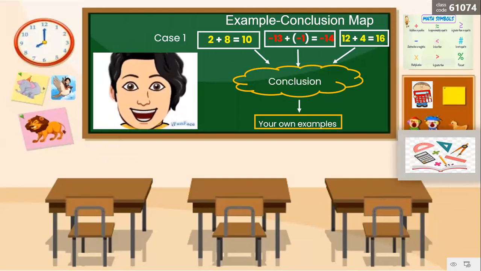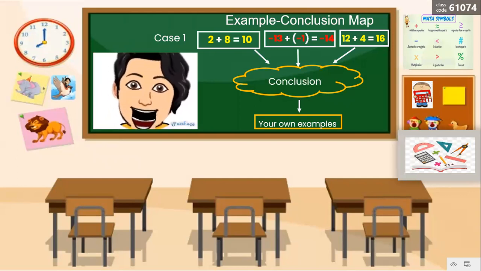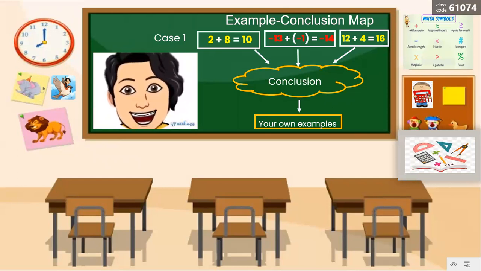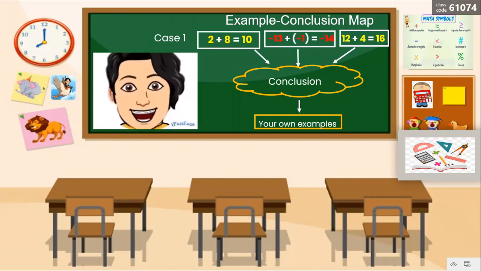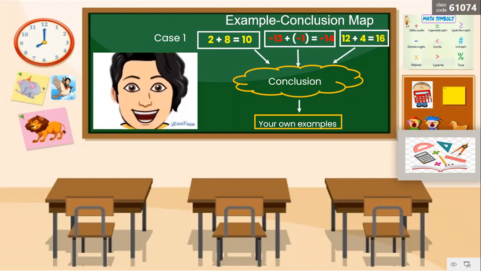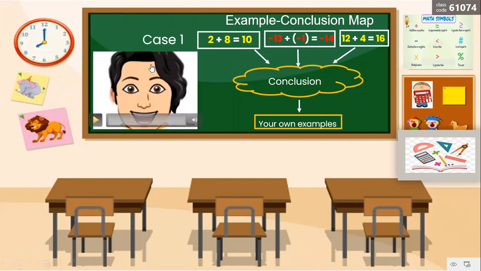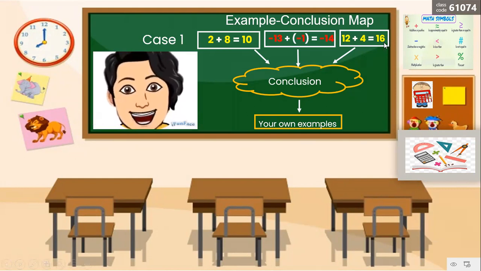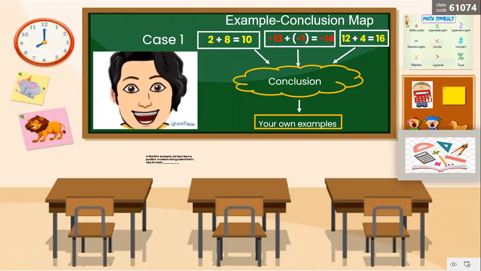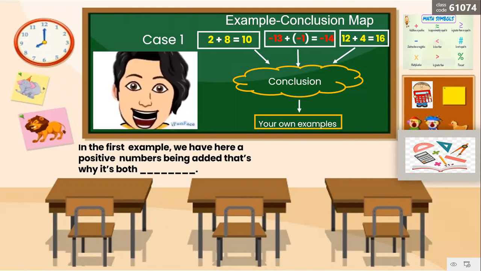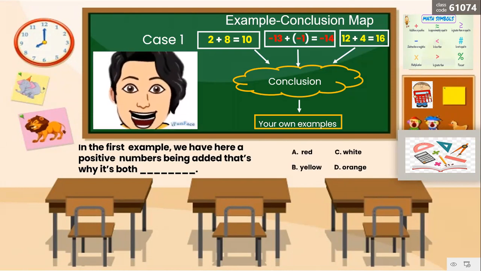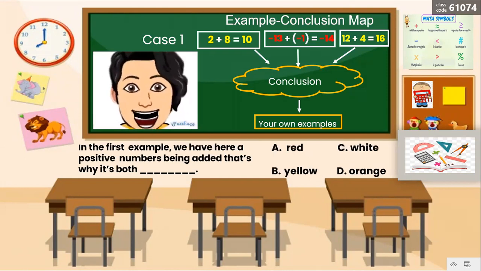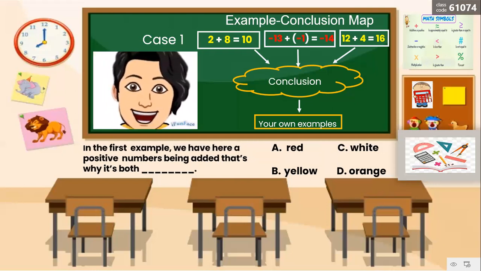So first, you need to start to investigate with the sign of each given example being added. What did you notice? Very good answer. Very good idea. Now, let's test your observation. In the first example, we have here a positive numbers being added. That's why it's both blank. What is the missing word? Is it red, yellow, white, or orange? Very good answer. That is yellow. Great job.